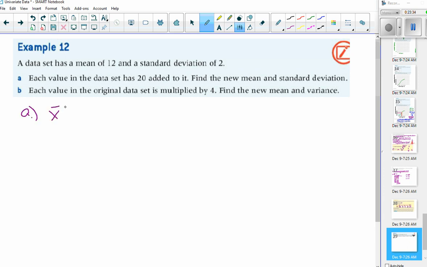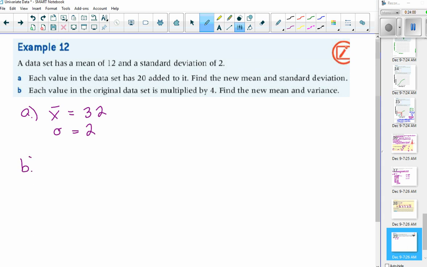For the new mean, all I'm doing is translating the data. I'm moving all of the data 20 units to the right. Nothing's spreading out at all. All the spread is still the same. So therefore, my mean is going to be 32, and my standard deviation is still going to be 2, because nothing is stretching out away from it. Everything just simply shifts to the right.